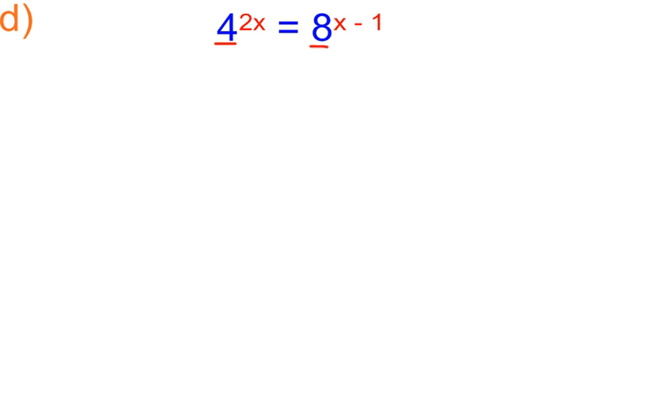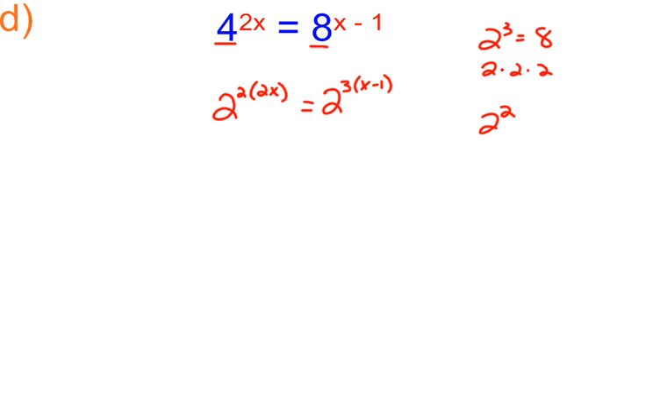I know 4 is the same as 2 squared, and I'm just going to keep the 2x there. And then when I look at the 8, I know 8 is the same as 2 cubed. So remember, 2 cubed is 8, because it's 2 times 2 times 2, and 2 squared is 4, 2 times 2. So I haven't changed the value. I still have a 4 and an 8 up there. I'm just rewriting it so they now have the same base.